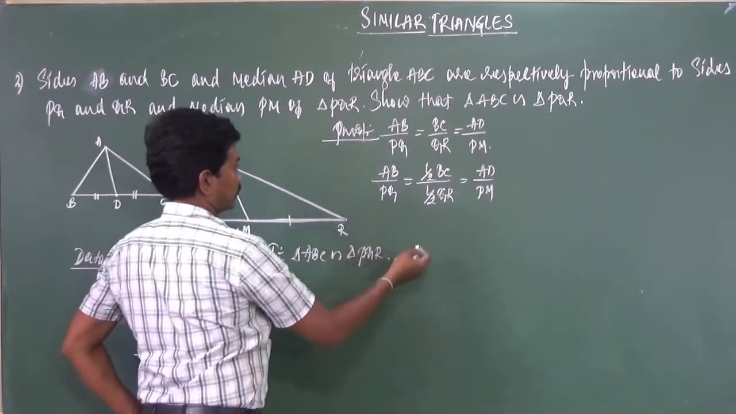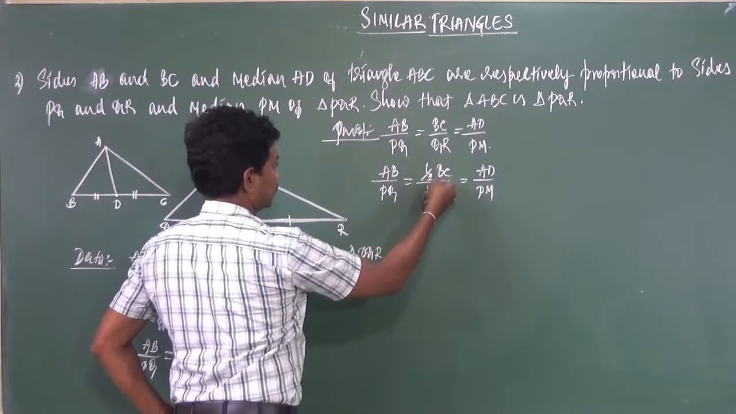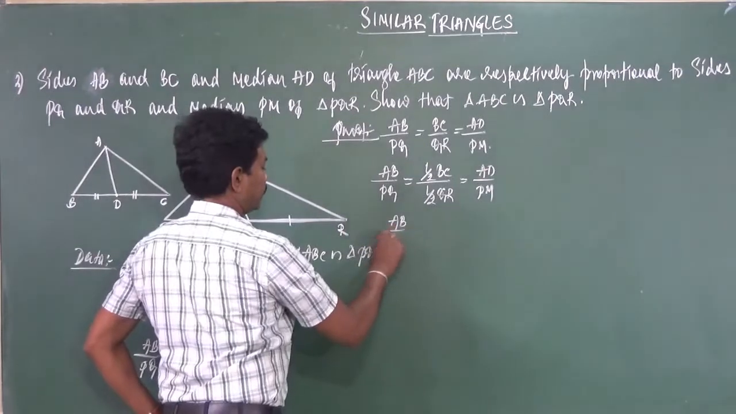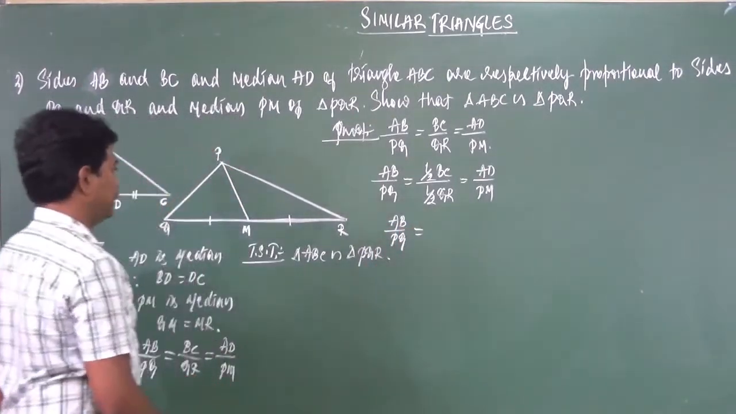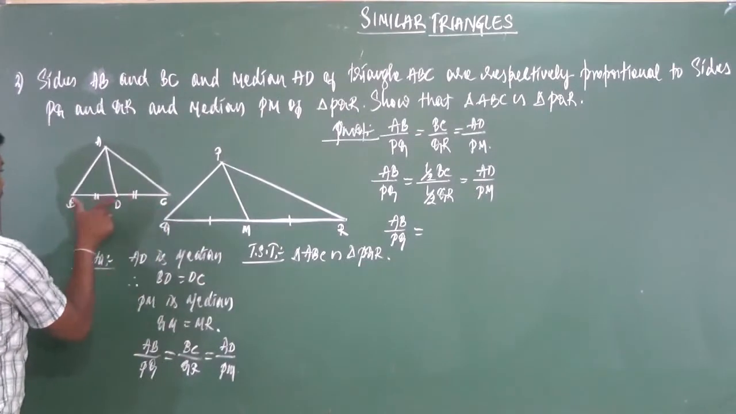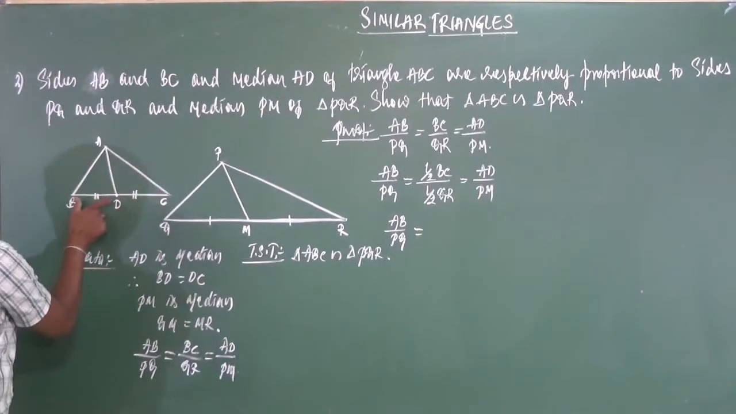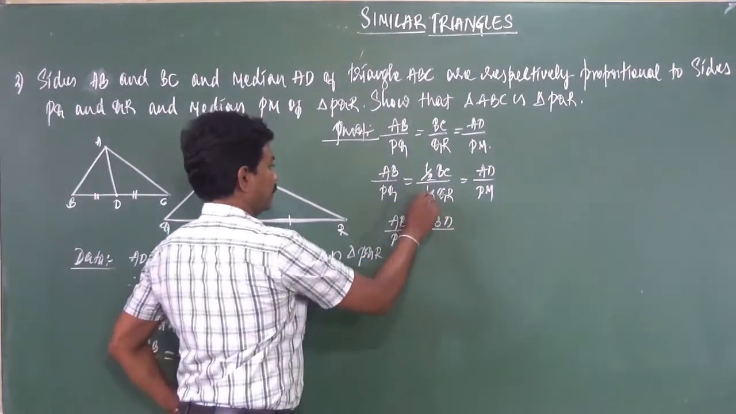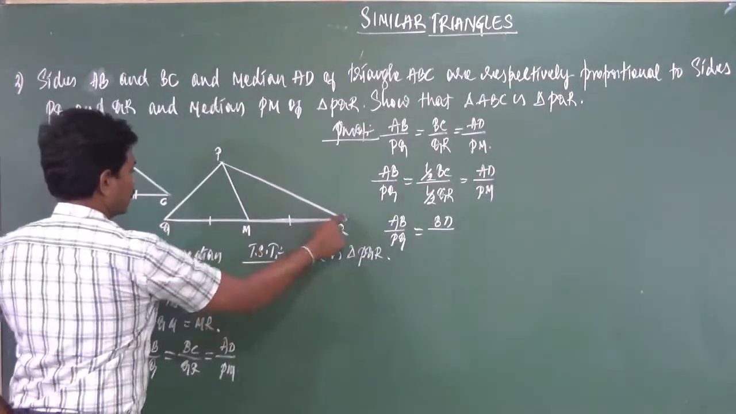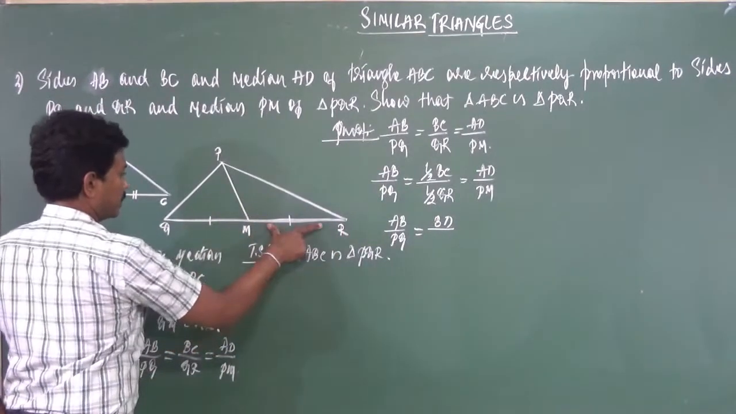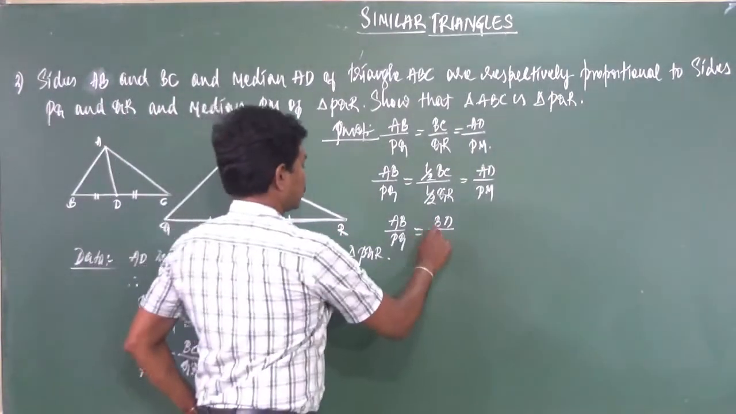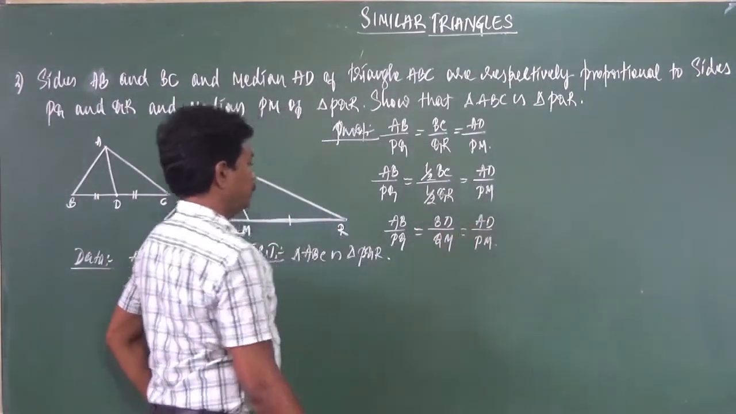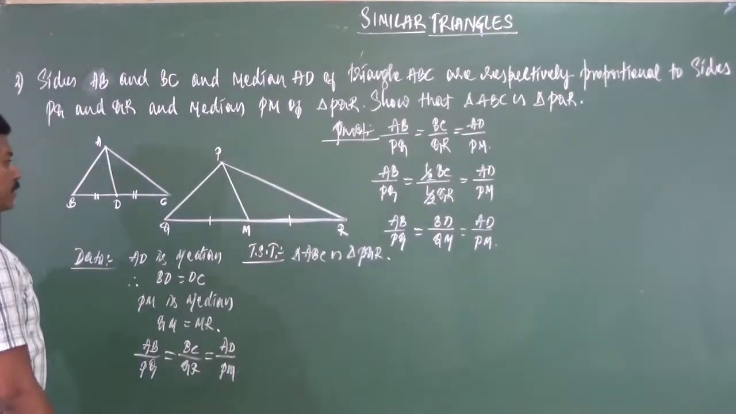Right. So the value doesn't change here, we are just dividing BC by 2 and QR by 2. So AB by PQ is equal to half of BC. Half of BC, in the sense you can take BD or DC, so I will take BD here. Half of QR, you can take QM or MR, I am going to take QM. So AB by PQ is equal to BD by QM is equal to AD by PM.